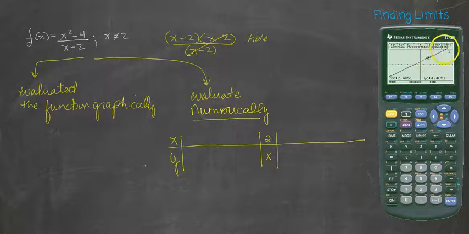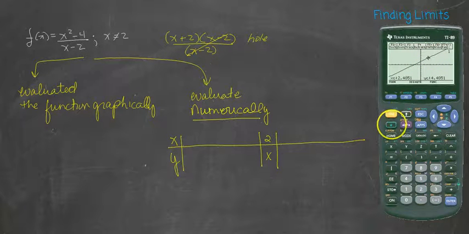So as I move down the line, or down the graph from the right-hand side, I seem to be getting closer and closer to 2. And as I move up the graph on the left-hand side, I seem to be getting closer and closer to 2. But let's confirm this numerically.